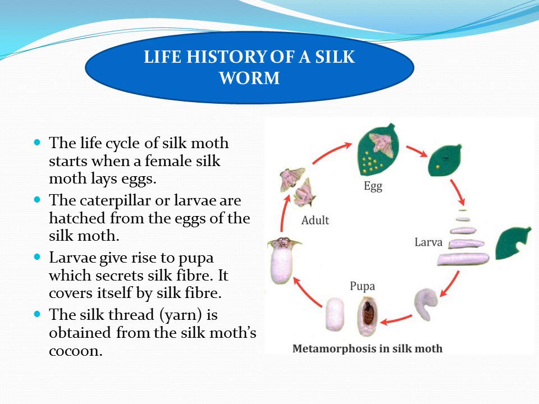This entire life history is known as metamorphosis. Metamorphosis means change in form, since at every step the moth is changing its form. The larva is entirely different from the pupa, and the pupa is entirely different from the adult moth. So basically there is a change in form at every step, hence it is known as metamorphosis.